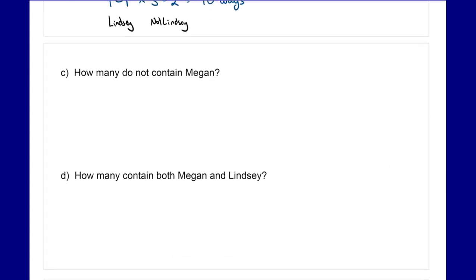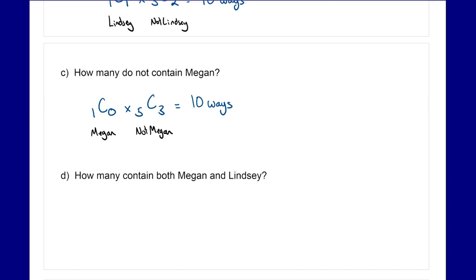How many ways do not contain Megan? Now this is similar to what we just did, even though it's a different name. Let's look at the 2 components of our group. We have Megan and we have not Megan. So there's one Megan, but we're not choosing her. So 1 choose 0, multiplied by, there's 5 remaining members, and we're choosing 3 of them. We get 10 ways. So there's 10 ways to not contain that person.